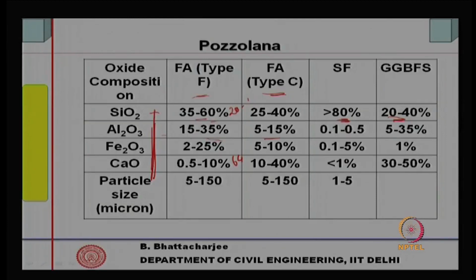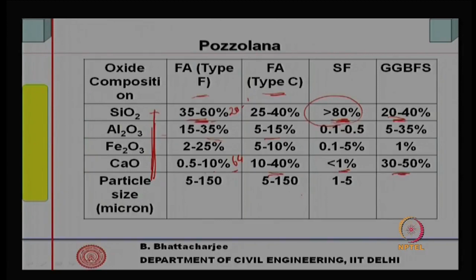If you recall, the same oxides are there, but the quantity of oxides has changed. Here CaO varies from 5 to 10% in type F fly ash, in type C it is 10 to 40%, silica fume less than 1%, slag 30 to 50%. As SiO2, you can see the silica in this is of this order, where this is very high. So, same oxides as the OPC cement, but the proportions are different. Wherever SiO2 is large, this shows extremely high pozzolanic reaction.